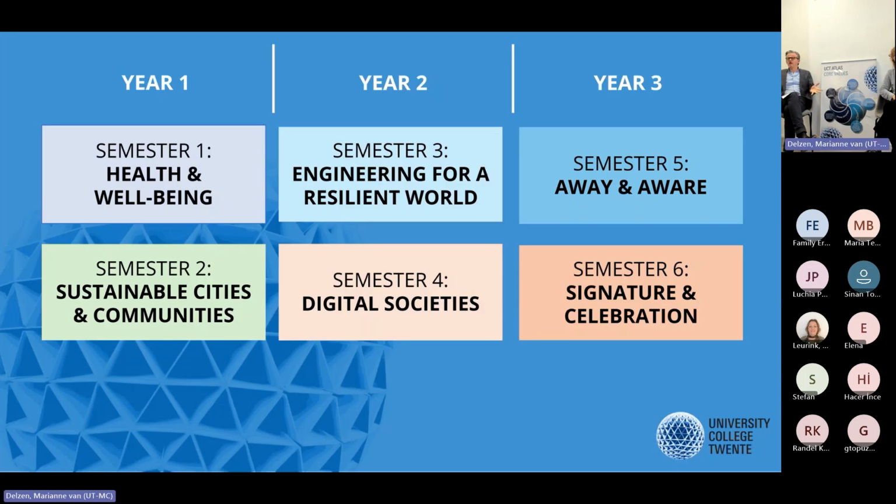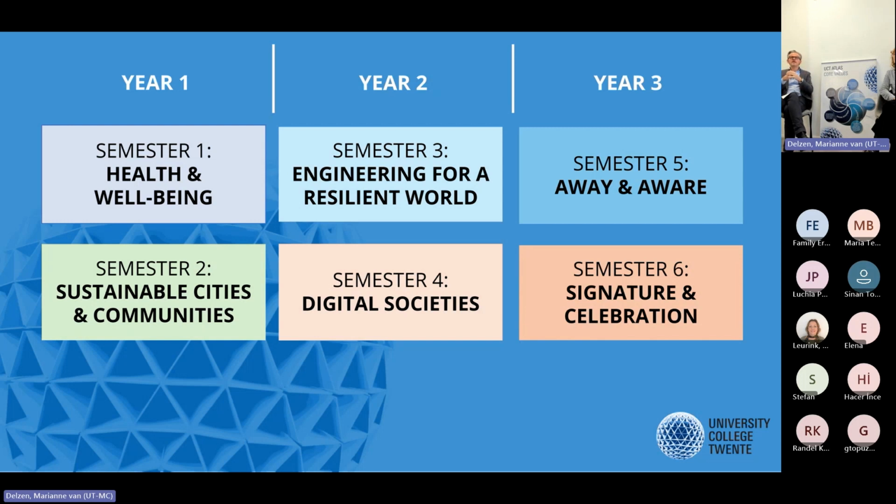Okay, so but what does our program look like? Well, we have a semester-based program. And so 6 semesters is a 3-year bachelor program. And at the end, you will receive a Bachelor of Science diploma. Every semester contains a project, a big project, because our program is project-based. And every project also has a theme.